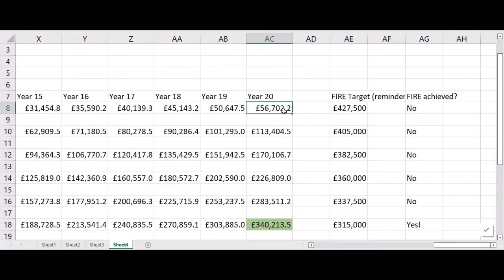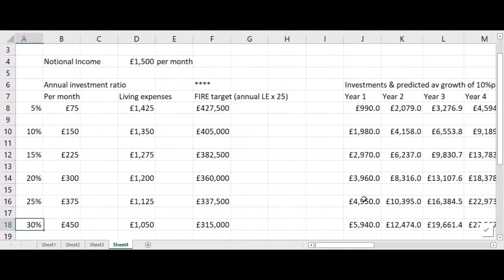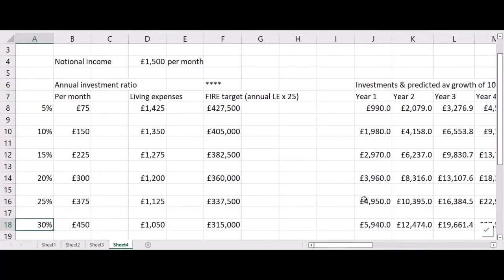So obviously at a quick glance you can see here as you look down these different numbers, the first few of them do not achieve FIRE, and it's only whenever we get to this line that FIRE is achieved, and it's only achieved in the 20th year of investing. So let's go back to the left hand side. We'll see how much that was. There you can see it. So that one was an investment rate of 30% of the income, or £450.